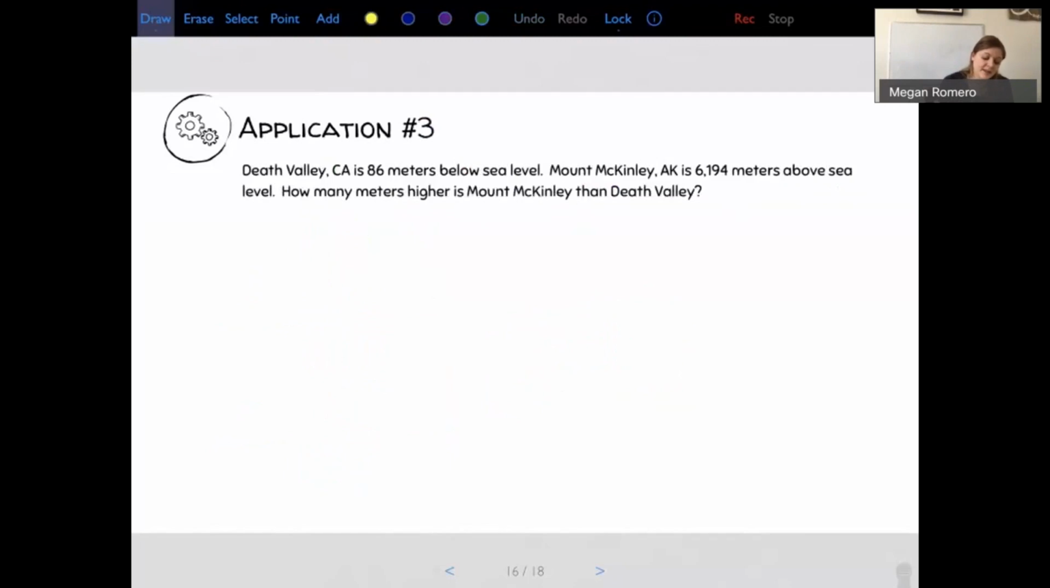Application number 3. Death Valley, California is 86 meters below sea level. Mount McKinley, Alaska is 6,194 meters above sea level. How many meters higher is Mount McKinley than Death Valley? So we have Death Valley and we have Mount McKinley, and we want to see how many meters apart they are. Okay, so what I would draw is, since when we measure elevation, we're measuring in reference to sea level, I would give us a line that denotes sea level. And then Death Valley is 86 meters below.